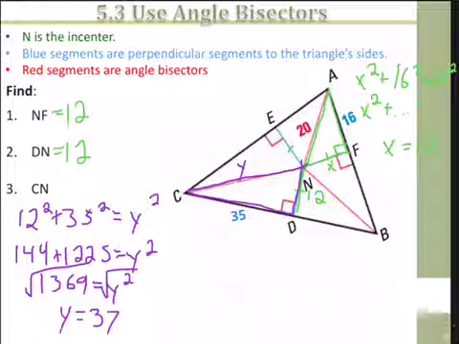That's right, I kind of forgot that. A 12, 35, 37 is another special right triangle, where all of the values are integers. Won't always work out that nicely, but it does now. So, CN is equal to 37.